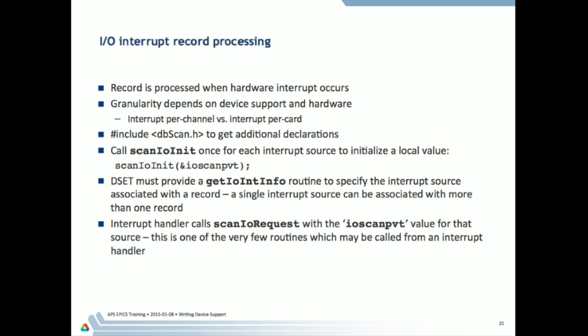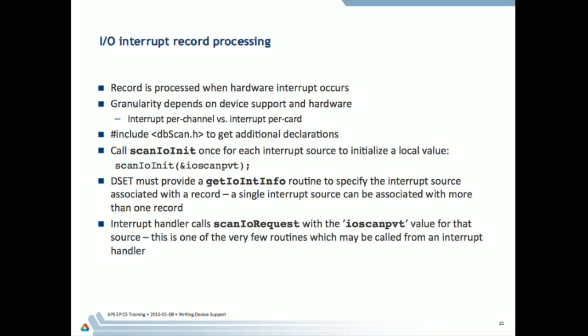So that's the distinction between interrupt per channel and interrupt per card. You will need to include dbscan.h to get some additional declarations for this. And then the idea is that at initialization, you call scanIoInit once for each interrupt source, whether that's per channel or per card depending upon the granularity that you're implementing. You call scanIoInit once for each of those interrupt sources.